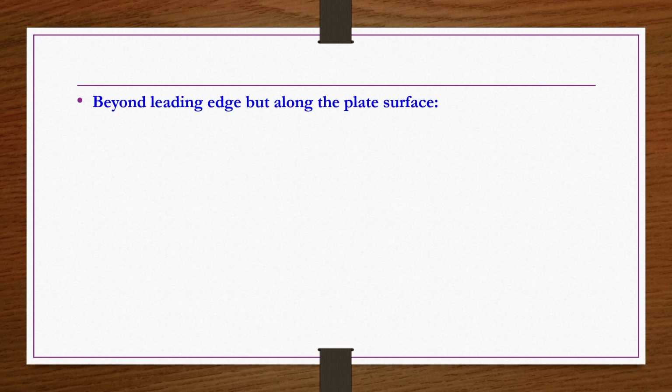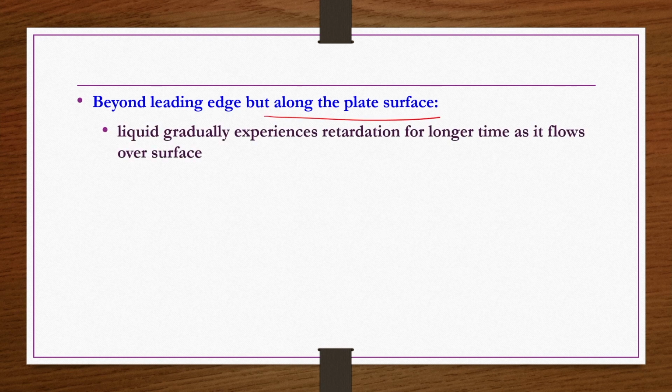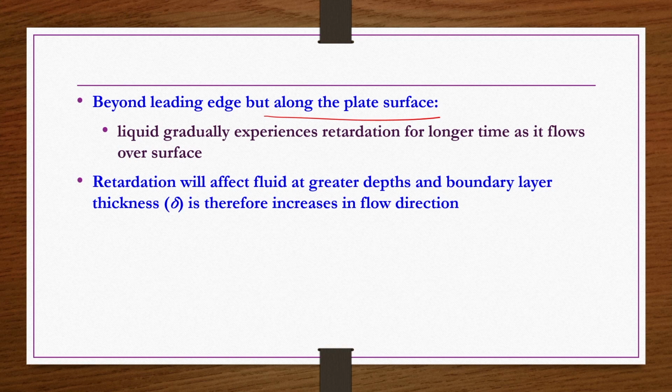But beyond the leading edge, along the solid surface or plate surface, the liquid gradually experiences retardation for a longer time as it flows over the surface, thus the boundary layer thickness increases in the flow direction. So, that is, delta is a function of flow direction. Now, here in this case it is x.